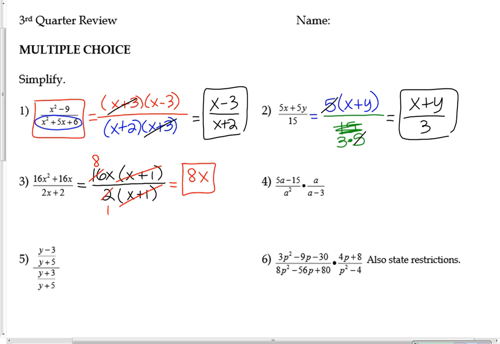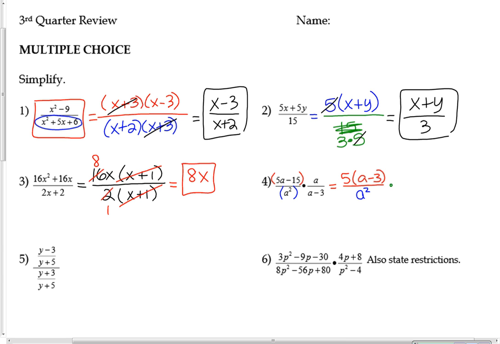On number 4, I have a multiplication problem. Multiplication is just to multiply straight across the top and straight across the bottom for a rational function. But I would like to make sure that I can't reduce anything along the way. So I'm going to start out by factoring the top of the first term. That has 5 as a GCF. If I take that out, I have a minus 3 as what's left inside. On the bottom of this fraction, I had a squared. So I can write that as a squared.